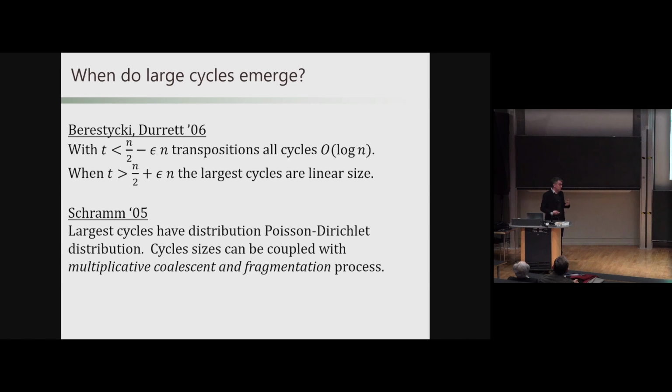And actually, once you get macroscopic length cycles, it then mixes very quickly. So you only need to do sort of a large constant number of transpositions to get something close to an independent sample from the Poisson-Dirichlet distribution after that. Okay, so the process I'll talk about is like this, but with an added spatial structure to it.